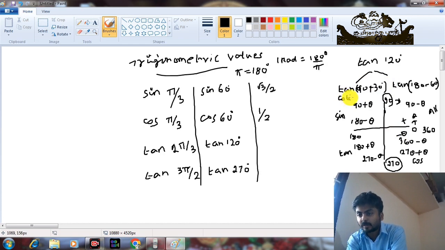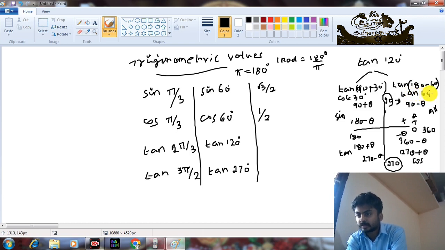90 plus or 90 minus, whatever it is, we will have that. So when 90 comes, it will become cot. So it is cot 30. Here 180. So here it is not 90 or 270, it is just 180. So tan will be tan itself. So tan 60.